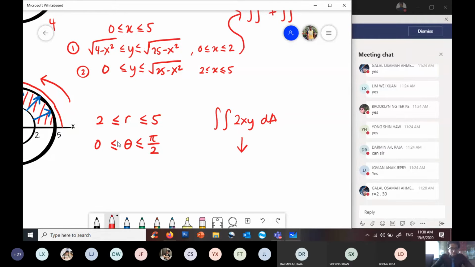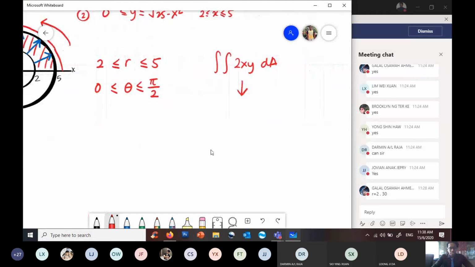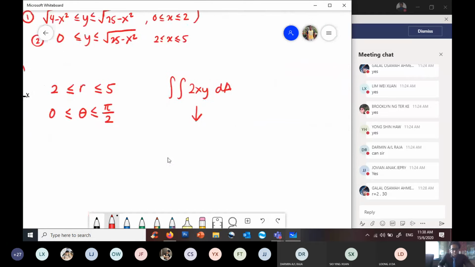But luckily, do you still remember we have this formula here? X is equal to r cos theta, y is equal to r sin theta. Because of that, it doesn't become too complicated. Let me just try to write it. So my 2 is 2. My x is r cos theta. My y is r sin theta.